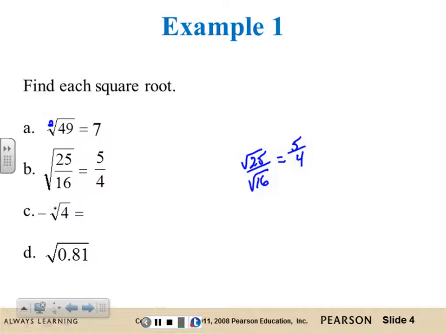And then letter C, notice the negative is outside. So this says take the opposite of the square root of 4. Well, we know the square root of 4 is 2, but the opposite of 2 is going to be negative 2.